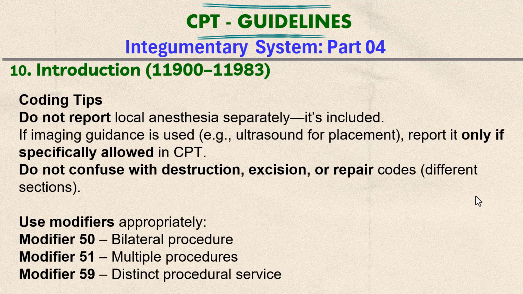Some coding tips regarding this introduction part. Do not report local anesthesia separately. It is included with the code. If imaging guidance is used, for example ultrasound for placement, report it only if specifically allowed in CPT. Do not confuse with destruction, excision, or repair codes. Those are different from introduction. And modifiers have to be used when needed. Modifier 50 for bilateral procedure, 51 for multiple procedures, and 59 for distinct procedural services.